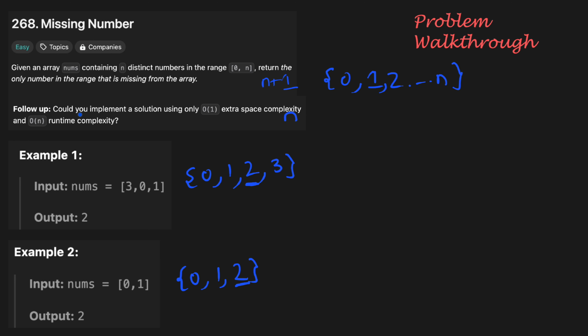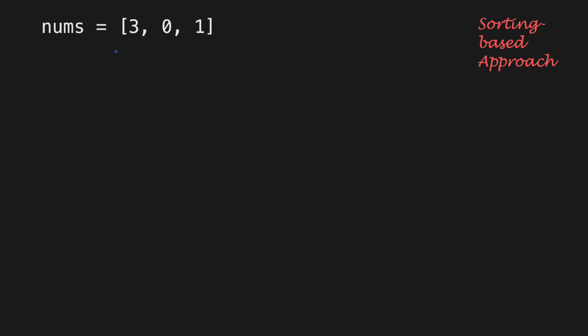And the follow-up of this problem is, could you implement the solution using O(1) extra space complexity and O(n) runtime complexity? Now in terms of solution, a straightforward approach will be to sort the array. When sorted, the numbers in the array align with the indices since they range from 0 to n. For example, for this array, the indices are 0, 1 and 2. And after sorting, the array becomes 0, 1, 3.